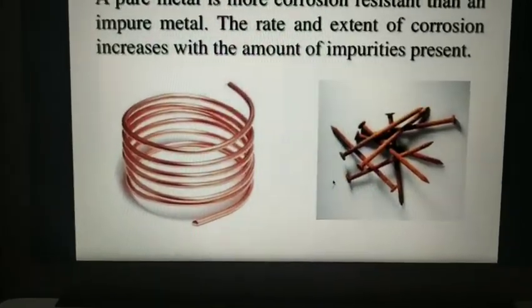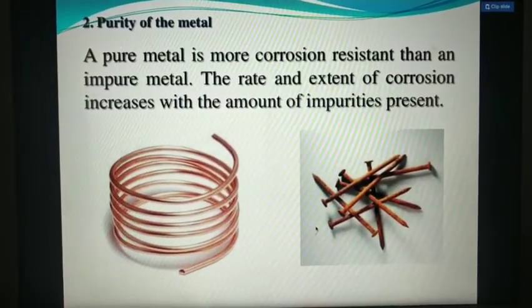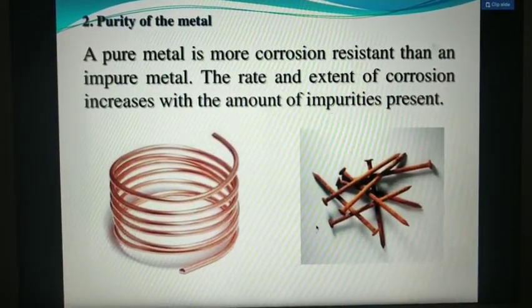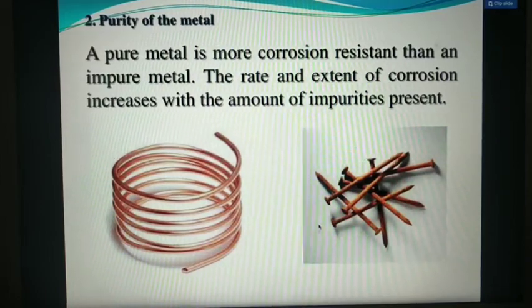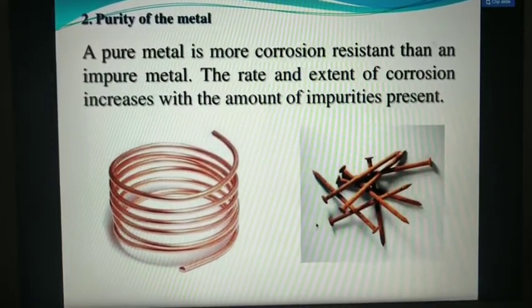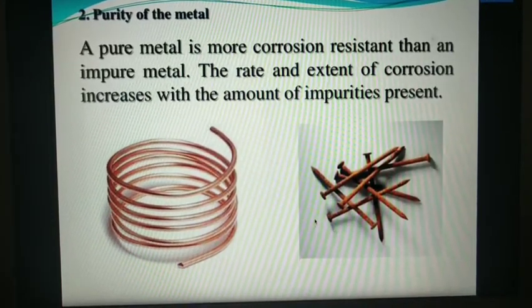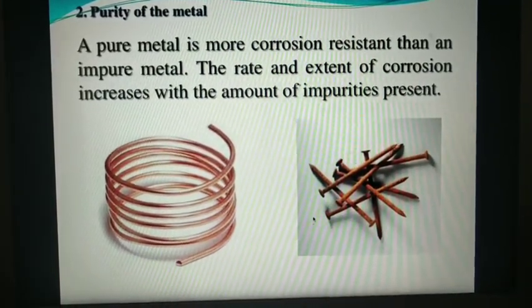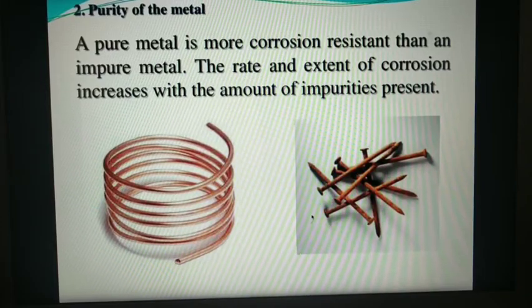Now the second factor is the purity of metals. Pure metals do not corrode. It means a pure metal is more corrosion resistant than an impure metal. So if you add impurities to a metal, what happens?